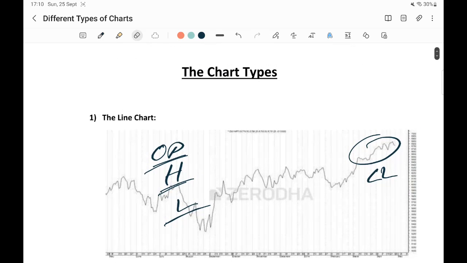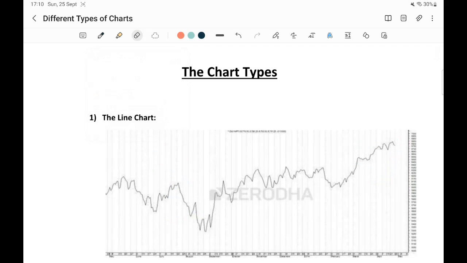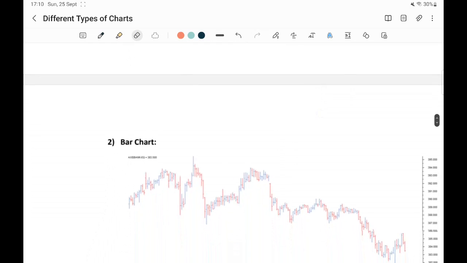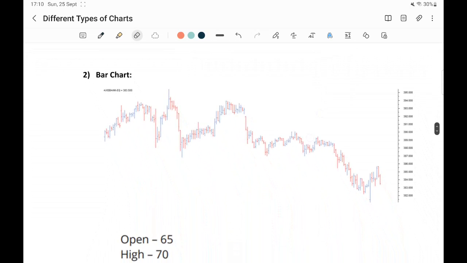As there are certain disadvantages of this chart, people have developed a different type of chart called the bar chart. Remember one thing, the bar chart we will use only occasionally, but in the long run we are going to use the candlestick chart. In the next videos, I am going to discuss the candlestick charts in detail. So let's understand about the bar chart.